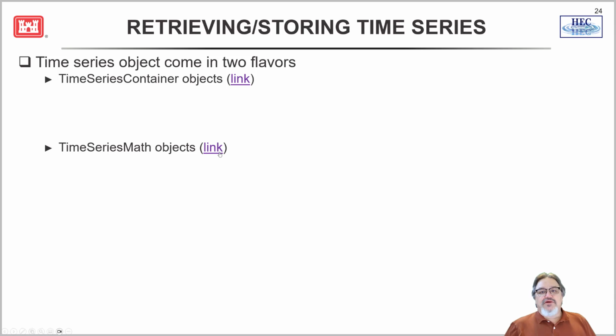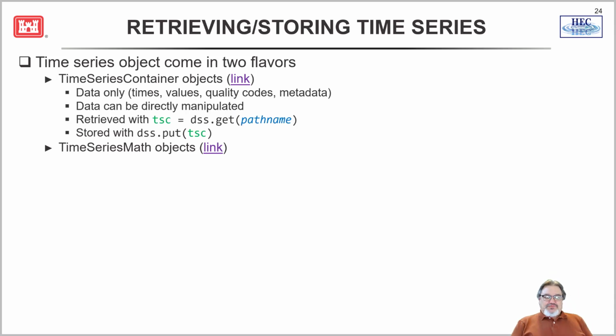So why do we have two kinds of flavors? Well, we just do. And here's the difference between them. TimeSeriesContainer is only data. You think of a time series. What does it have? Well, it has times, it has values, it has quality codes, and it has some metadata, such as the units and the data type and such like that.